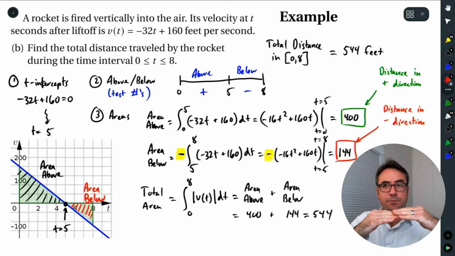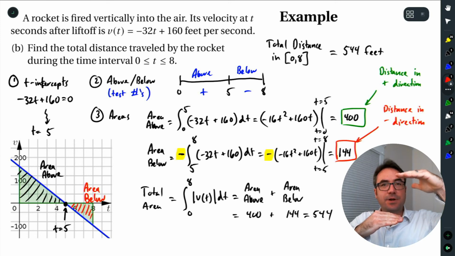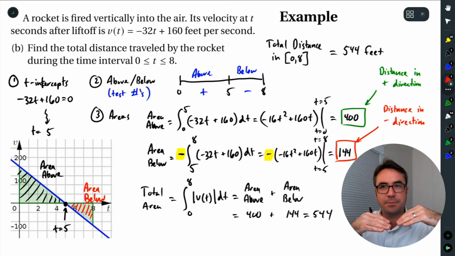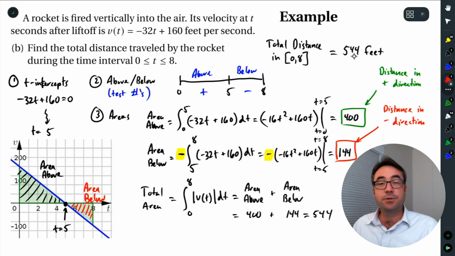So, we have blast off. Our rocket travels up 400 feet, and then it starts slowing down, and then it temporarily stops, and then it starts falling back down. And it travels another 144 feet in the downward direction, and then our time interval's up. And so all told, it goes 400 feet up, 144 feet down, and the total distance it travels is 544 feet.